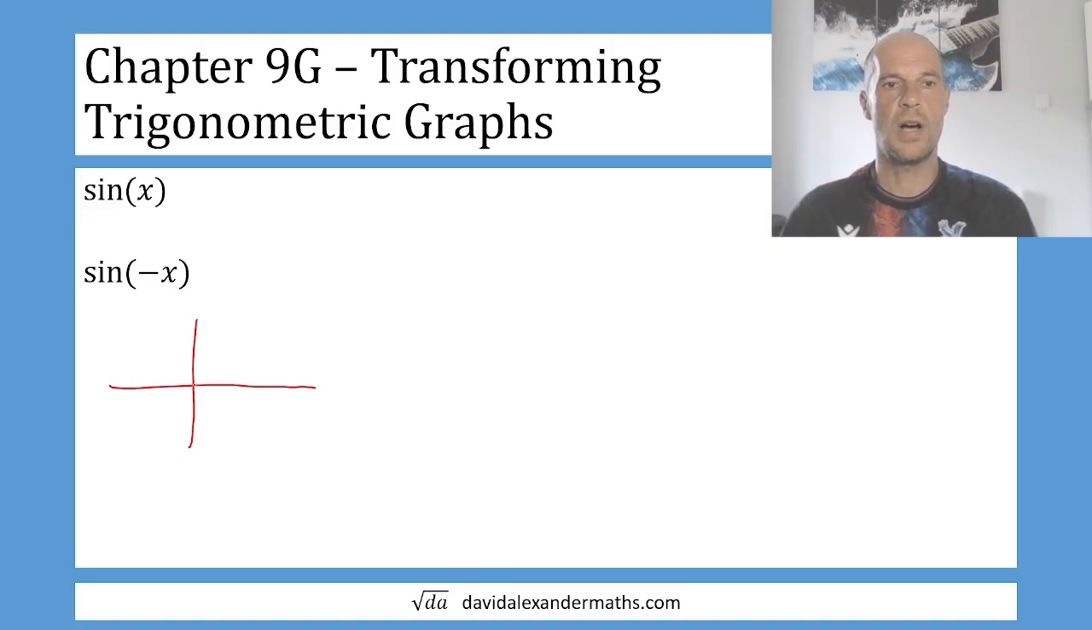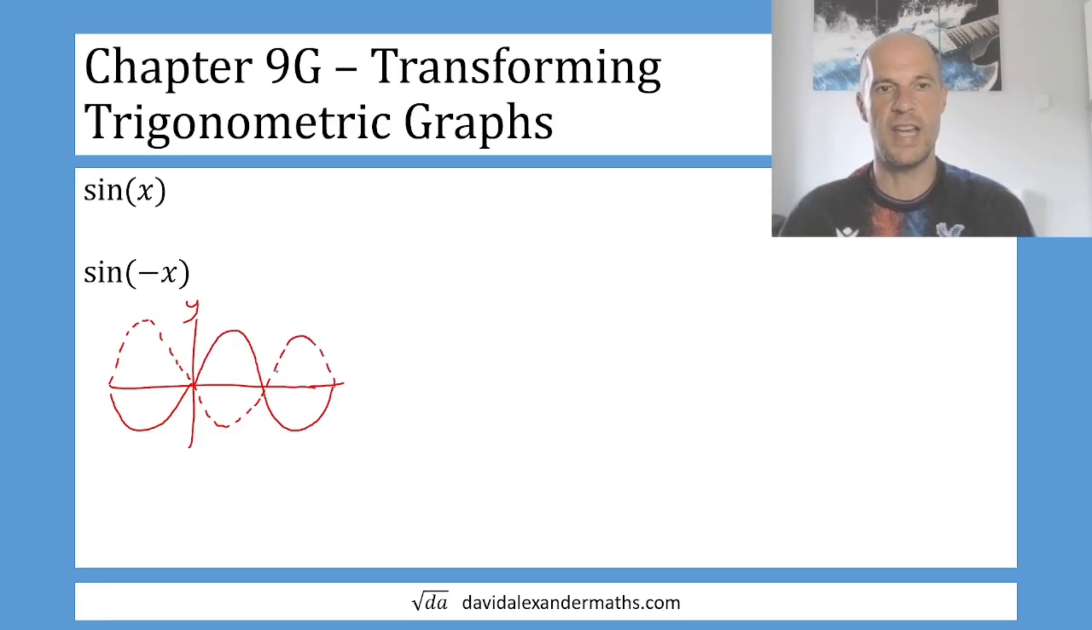So let's just draw the sine of x, which will look like so. And of course, if a negative x value is becoming positive and a positive is becoming negative, then that means it's a reflection in the y-axis. So if I reflect this in the y-axis, I'll have a curve that looks like this. So this part here is a reflection of this bit off here that I've not actually drawn.